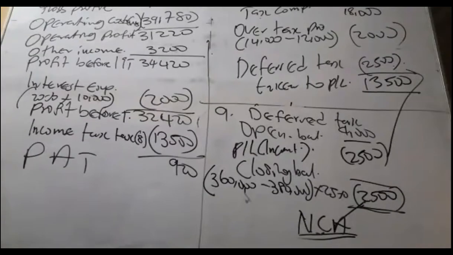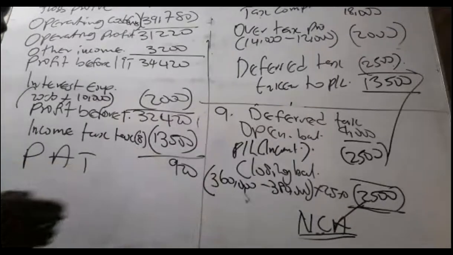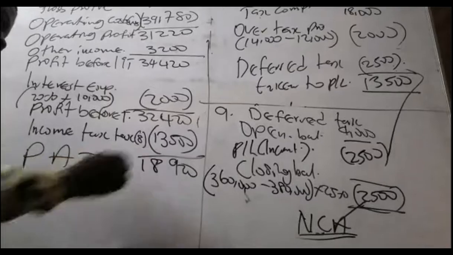32,420 less 13,500 less 13,500. So 18,000. Okay, so 18,920.